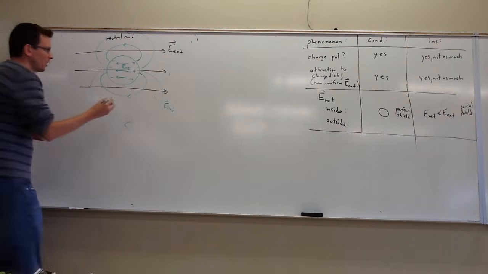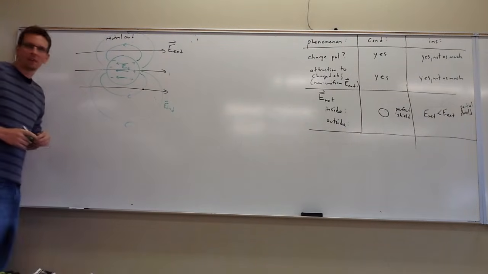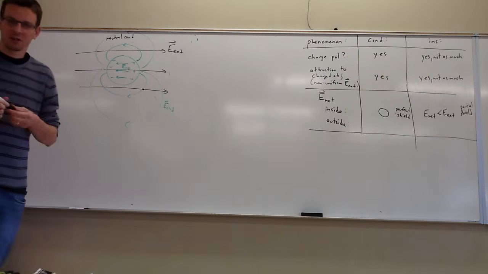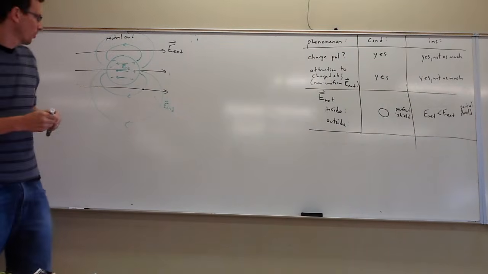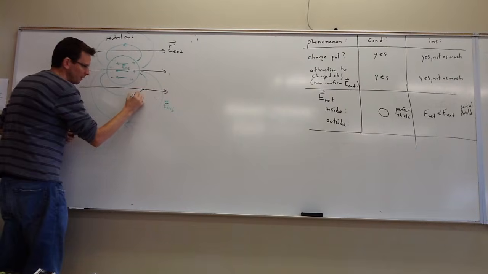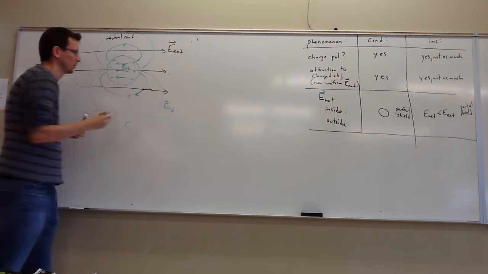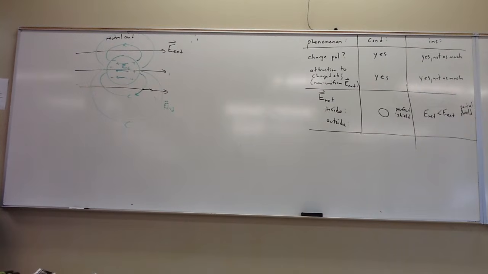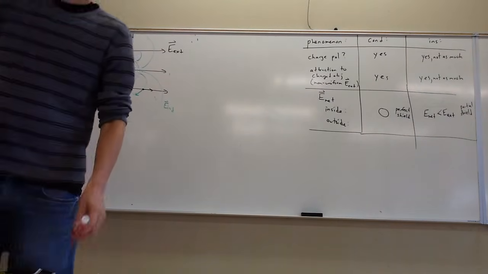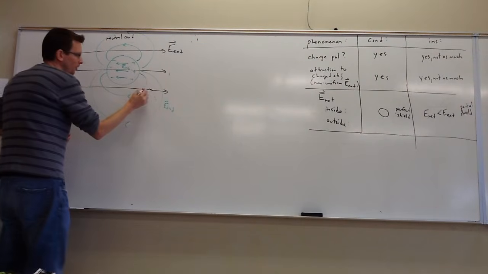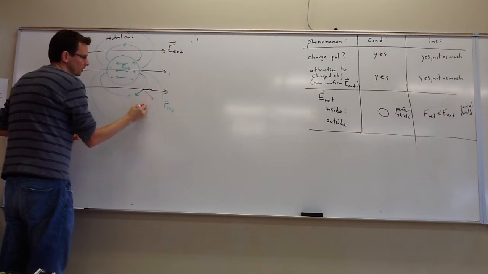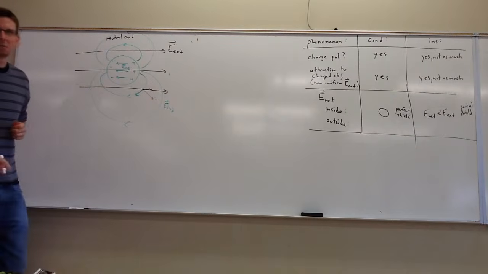Like, for instance, right here, if I wanted to find the net electric field, I'd have to do the vector sum of these two, right? So I'd have to add this, which is E induced, to this, which is E external, and find E net. If I had to take a guess, maybe like this. That's just a guess. That would be like E net.